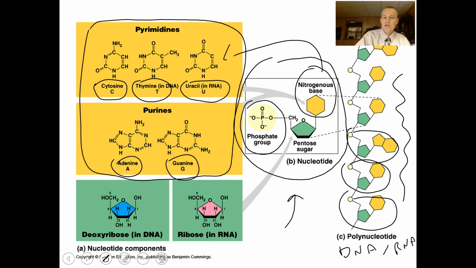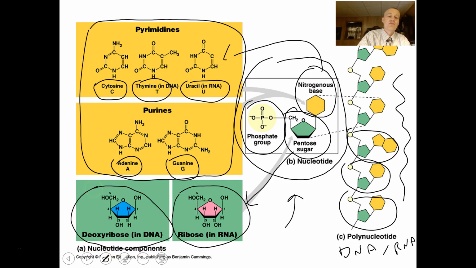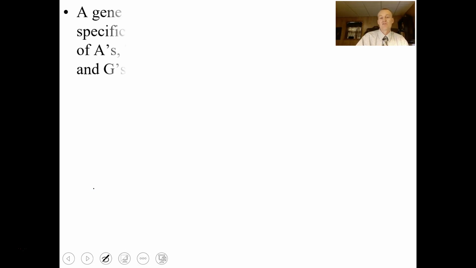And then it has also a pentose sugar, a 5-carbon sugar. Penta means 5, ose means sugar. So in RNA we have ribose. So ribonucleic acid is what RNA stands for. And in DNA we have deoxyribose. Deoxyribonucleic acid is what DNA stands for. So these would be the building blocks of your nucleic acids.